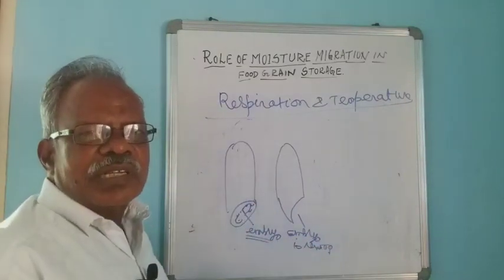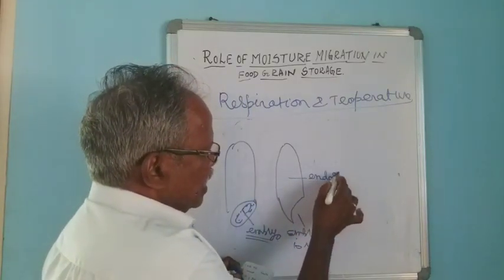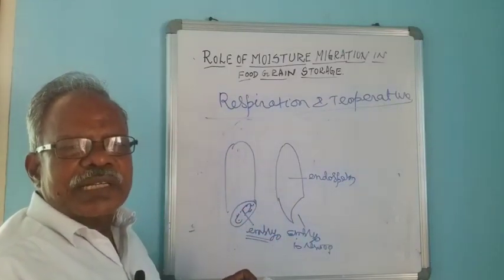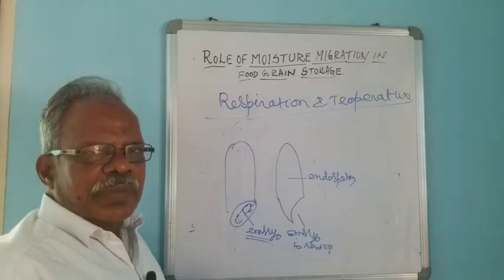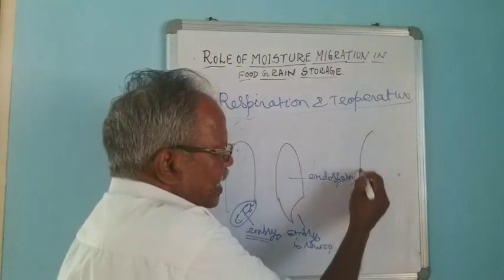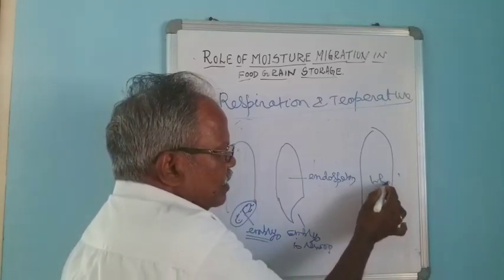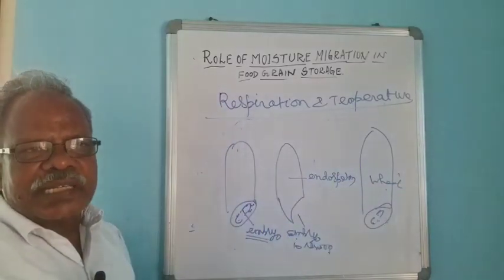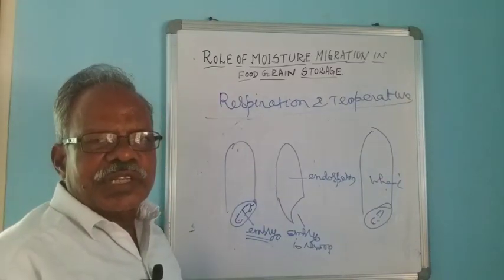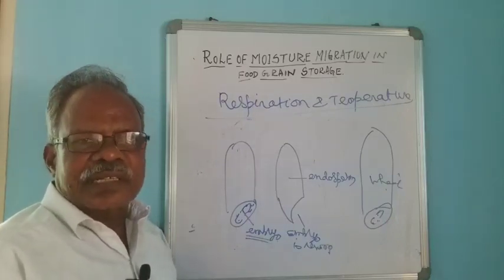So the respiration is somewhat less. Only the endosperm respires. So in the case of milled rice, the respiration takes place in a limited manner. But in the case of wheat, the germ portion is intact, so the respiration is more. That's why in food grain storage, we have to give very good aeration. Otherwise, the health of the food grain is affected.